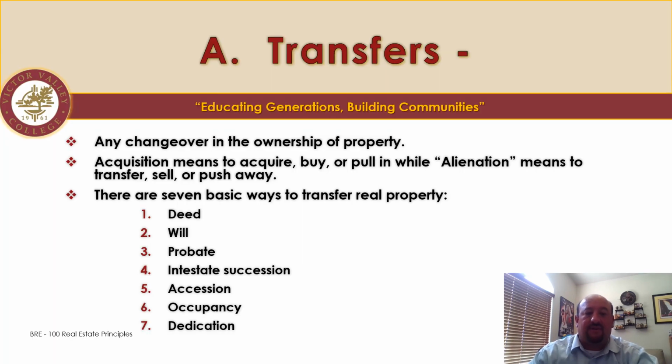Okay, part two, transfers. Transfers will cover any changeover of ownership of property. Acquisition means to acquire, buy, pull in, while alienation means to transfer, sell, or push away. So when you alienate property, you actually sell the property or you release it to somebody else. Now there's 7 ways to transfer real property: deed, will, probate, intestate succession, accession, occupancy, and dedication.